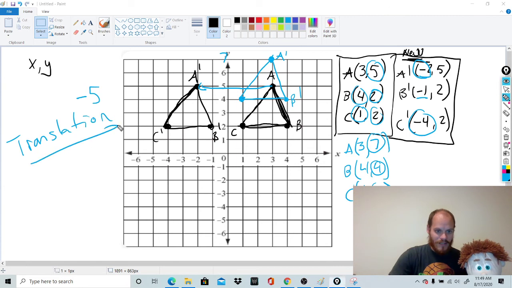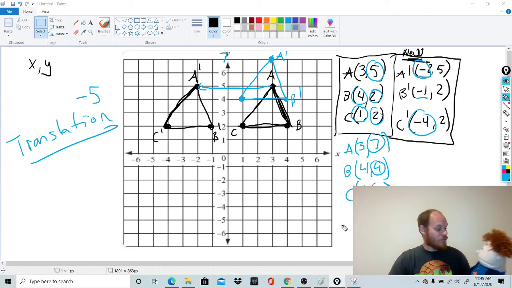Okay, those are translations. Those are going to just shift left and right. The other we're going to take a look at is reflections, but we'll do that in another video.